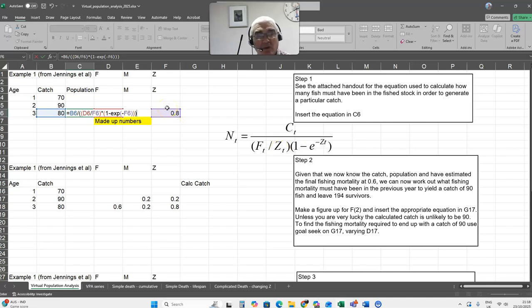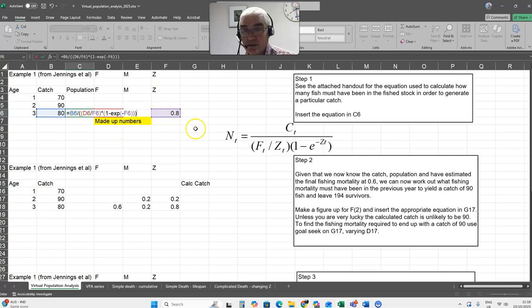Brackets can sometimes be thought of as "and then". So this is divide F by Z and then multiply it by this factor here. So this means take e to the minus Z from 1 and then multiply it by this. So it's basically a way of making sure you do your, it's BODMAS again. You know, so it's a way of making sure you do your calculations in the right order.